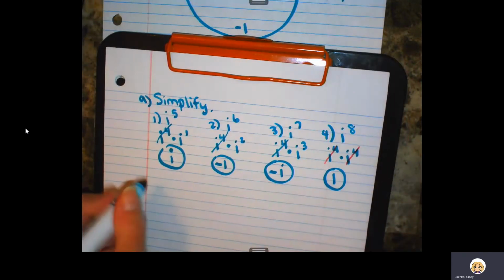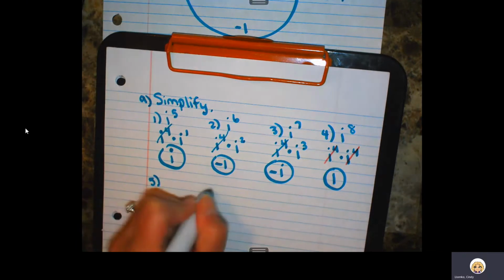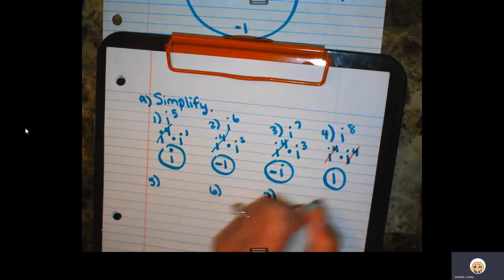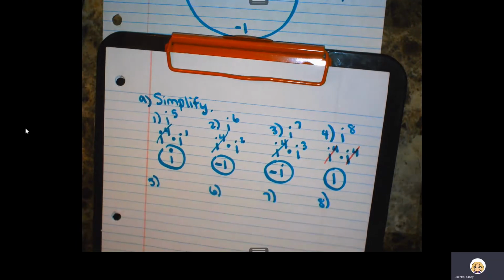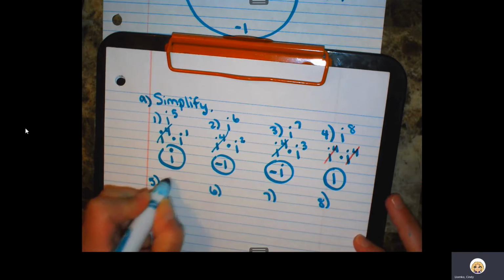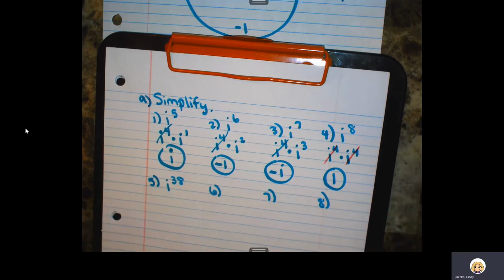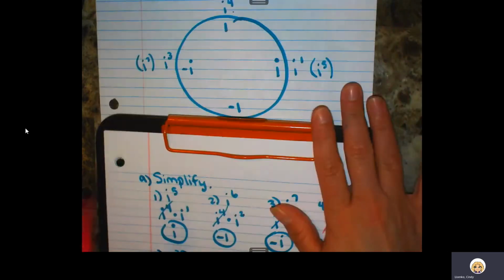All right, let's try 4 more examples where they're not in order. So we're going to do 5, 6, 7, and 8. And hopefully by the time we get to the 8th one, it'll make more sense. The next one is going to be i to the 38th power. So what I want to do is, I could go around the clock 38 times.